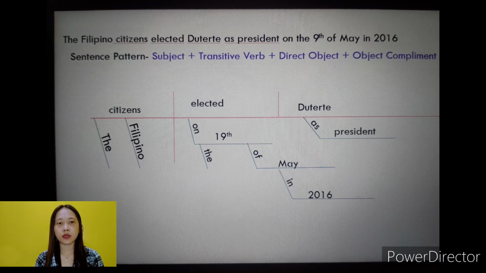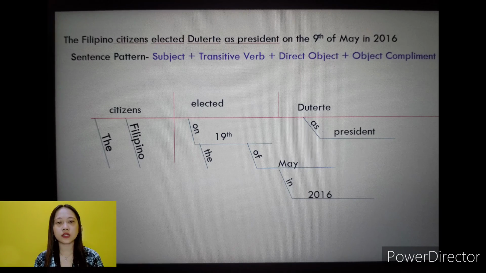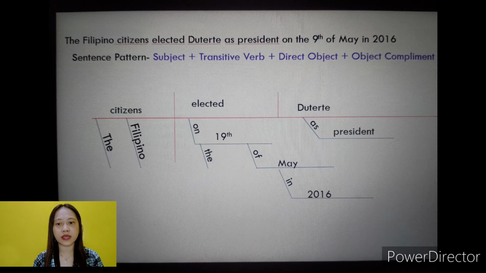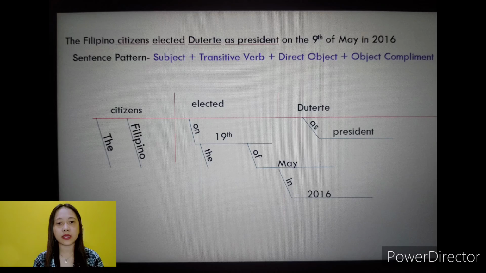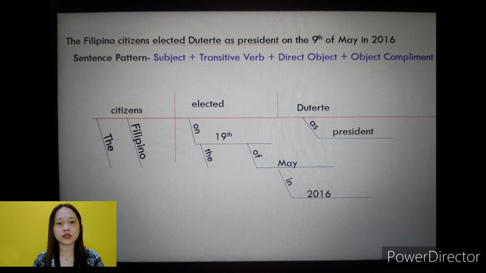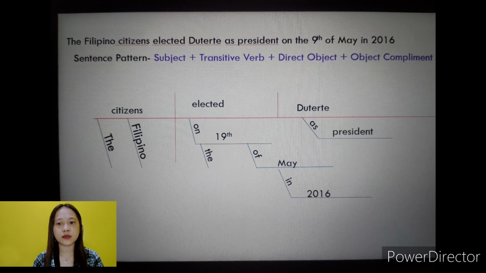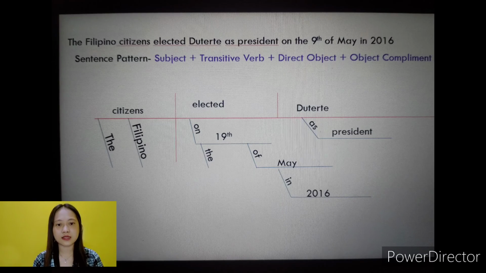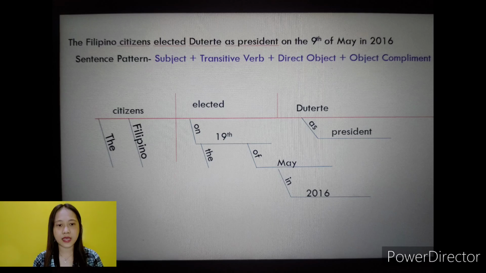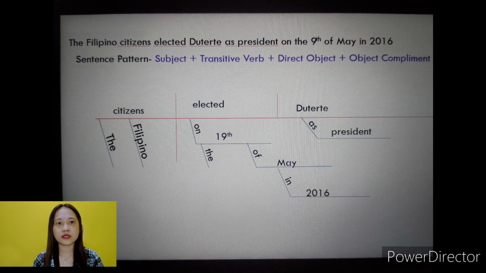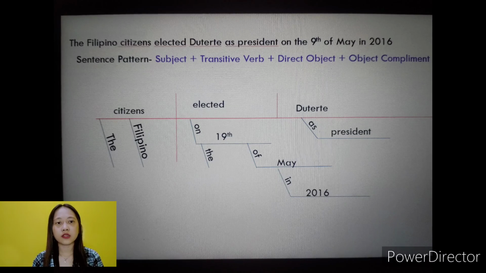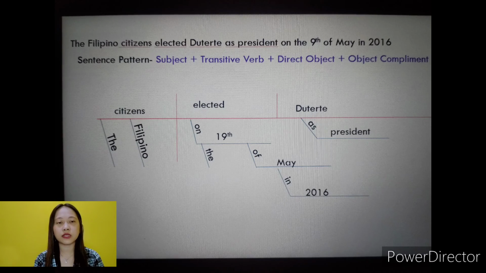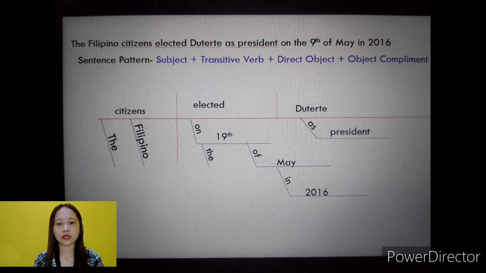So in diagramming, we start with the horizontal line. This indicates that there is one simple sentence. In separating the subject and the verb, we use this vertical line that crosses the baseline. Look at the diagram here. The subject citizens is written on the left side and the verb elected is on the right side. And the determiner the, and Filipino, which modify the noun, are written on the diagonal line.